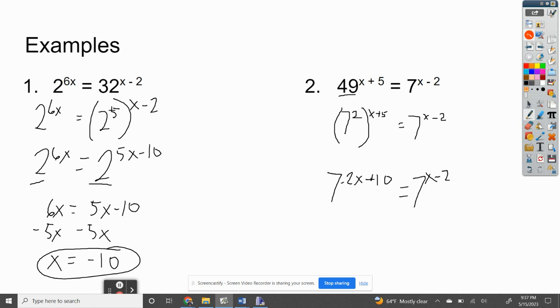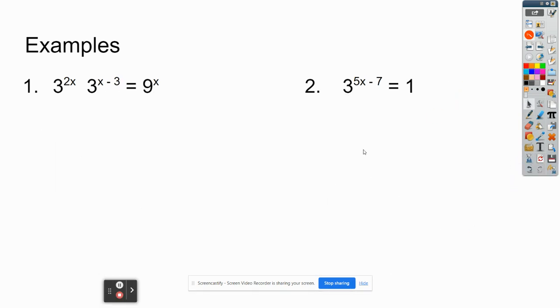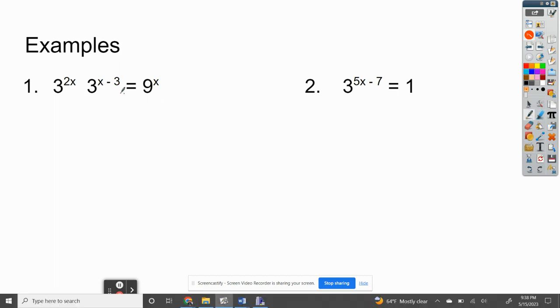I have the same base, so now I'm going to set these exponents equal to each other. 2x plus 10 is equal to x minus 2, and we'll solve this. We'll subtract our x to the left side, so that gets me x, and we'll subtract our 10 to the right side. And so we're going to get negative 12 over there. And so there's our solution. X is negative 12. I think I might just have these two yet, and that will be it.